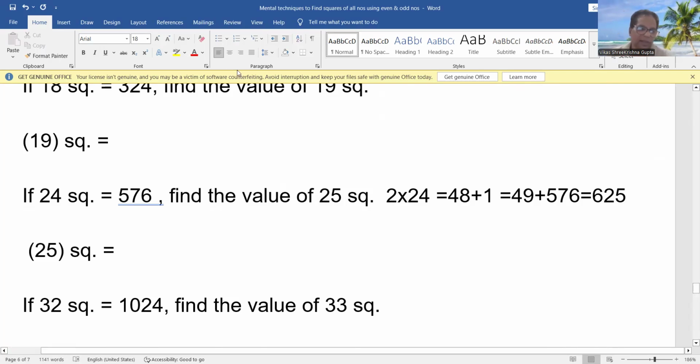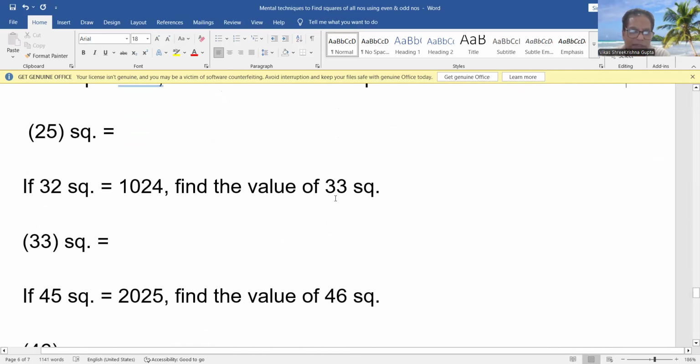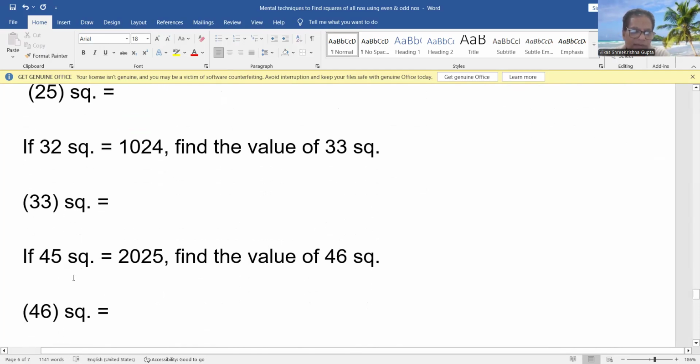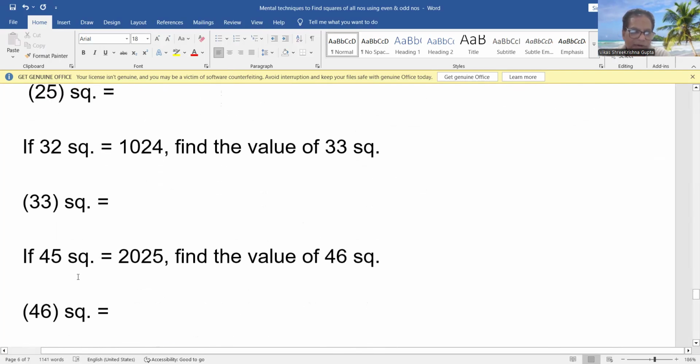In the same way, you can find 32 square. For that you need the value of 33 square. For 45 square, you need the value of, you are given 35 square.